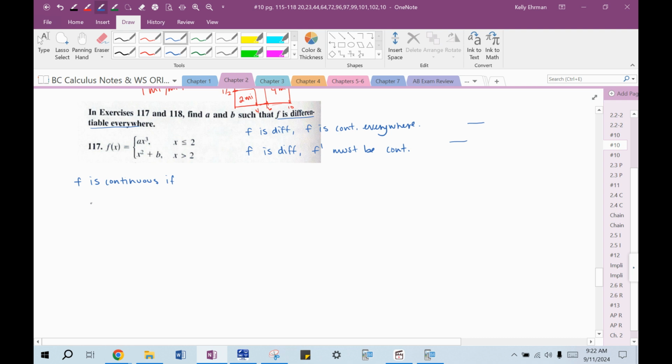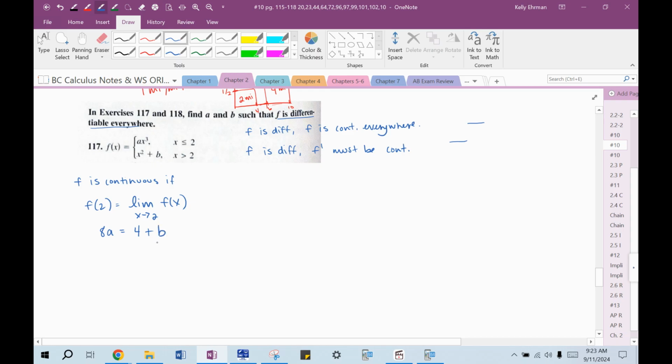if we can show that f of 2, the function value, is equal to the limit as x approaches 2 of the function. So start there. All right, so f of 2 would be me plugging 2 in for x in the top part. So a times 8, right? So 8a. And then the limit would be me plugging 2 in for x in the bottom part. So 2 squared is 4 plus b.